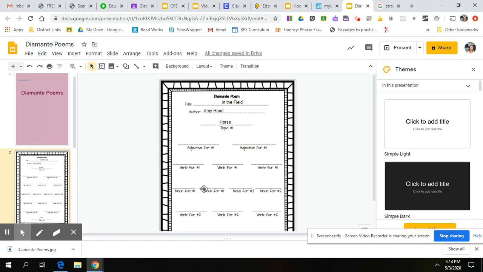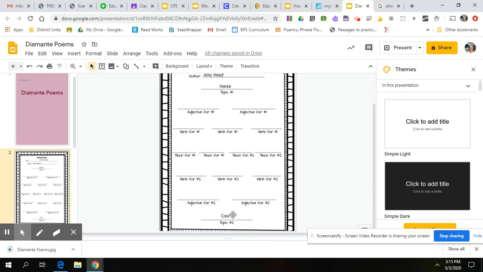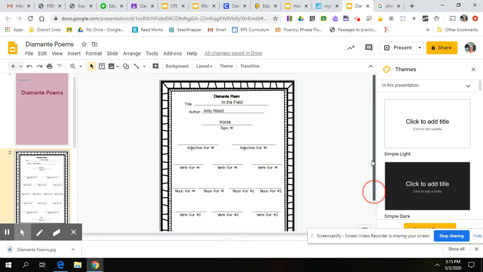These two nouns are going to be about my horse, but these two nouns transition us and start talking about the cow. That's topic 2. Okay, so that's the only confusing part of the Diamante. So watch how it works.